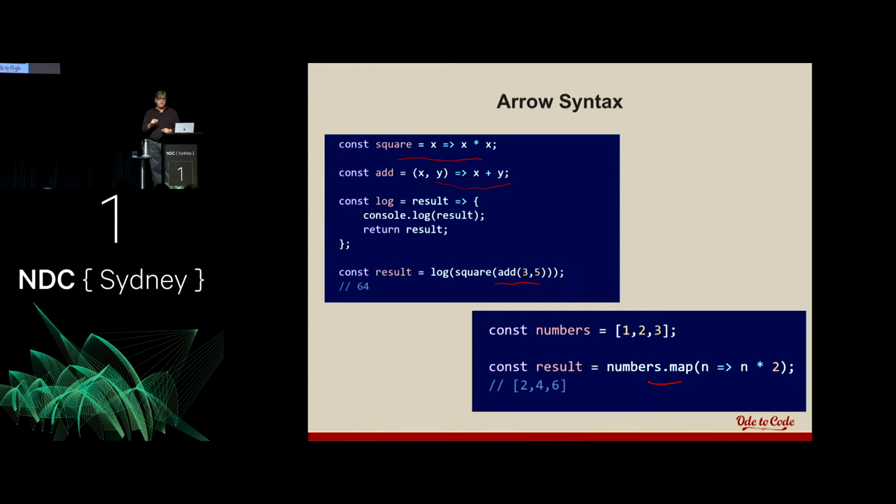Instead of saying numbers.map function keyword, parentheses, and all that noise that used to be in JavaScript, I can now just say numbers.map, and here's a little lambda expression, n goes to n times 2, so I'll double everything in the array. So arrow functions look good, but it's important to note that arrow functions are not a replacement for the function keyword. There's a couple places where you cannot use arrow functions.